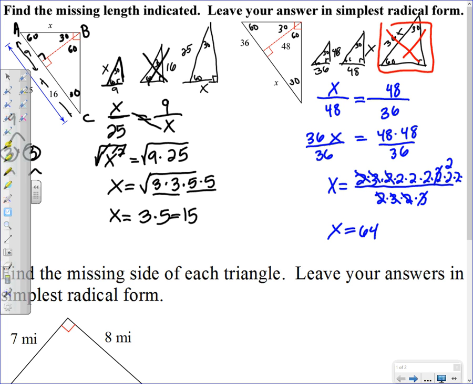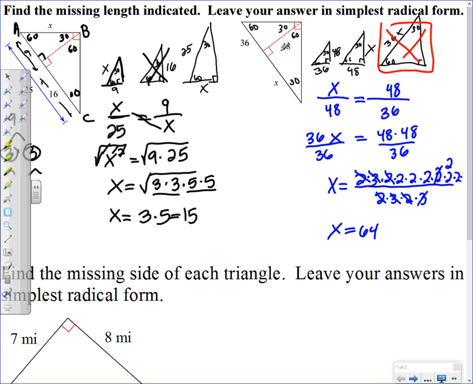Okay, so the key to these problems is redrawing your triangles. There are 3 of them: there's a small triangle, there is a medium triangle, and there's the overall triangle. If you draw them, it's just like any other similar triangles problem.